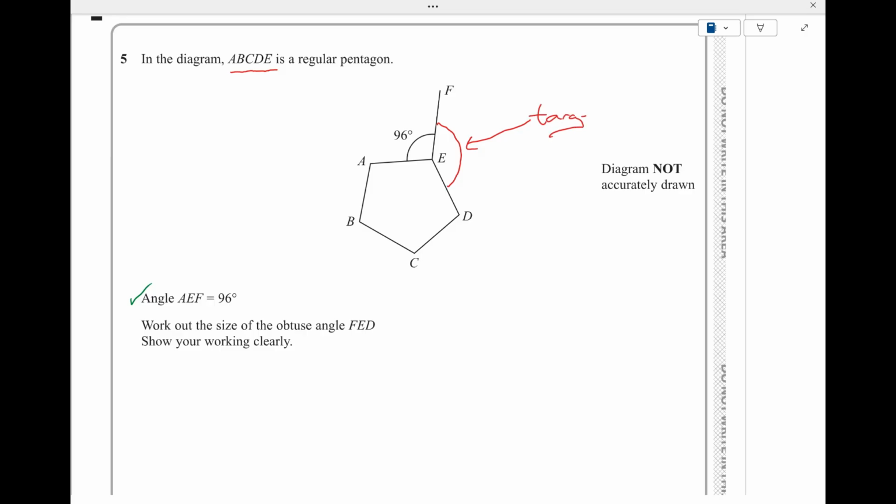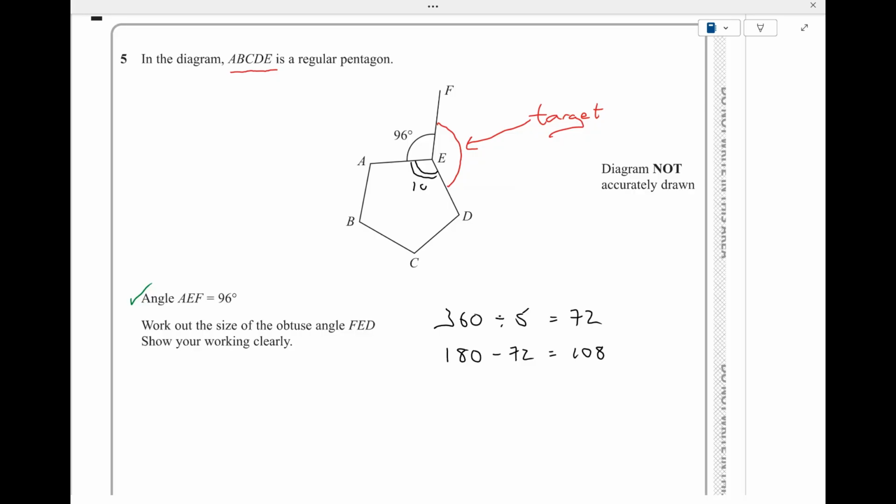Okay, let's have a look. Well, this is a regular pentagon. So this one here is the interior angle of a regular pentagon. So I'm going to find the exterior angle of a regular pentagon, 360 divided by 5. So the exterior angle of a regular pentagon is 72. So the interior angle of a regular pentagon is 108.